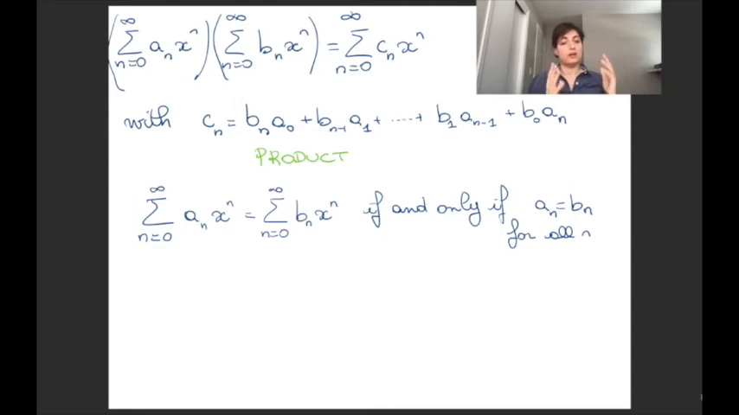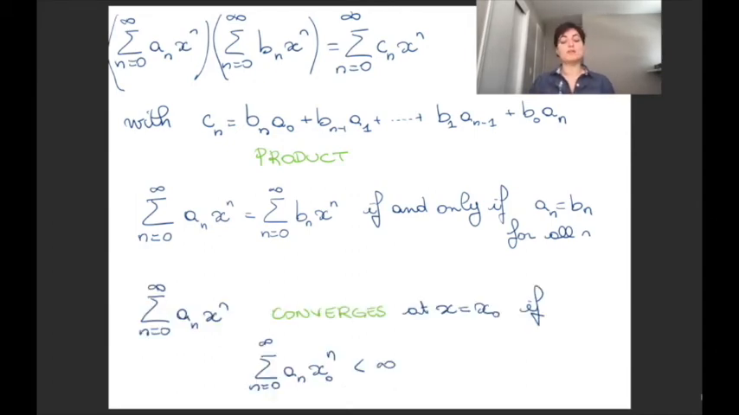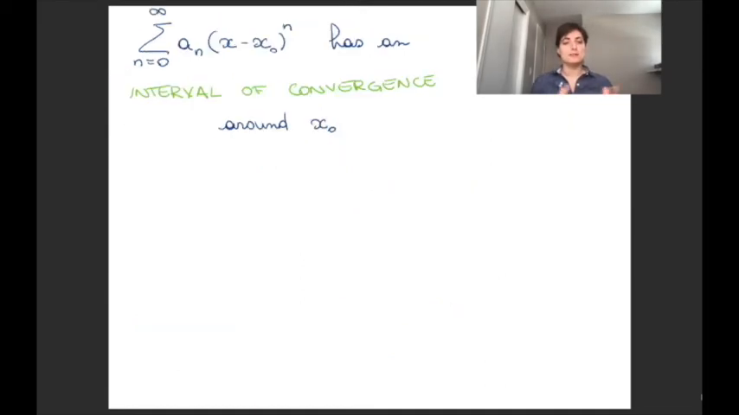Two power series are equal if and only if all their coefficients are equal. We also say that a power series converges for a certain value of x if the power series computed at that value of x is less than infinity. We say that a power series has an interval of convergence around its center point. So a power series written as a_n (x minus x_0) to the power n has an interval of convergence around x_0 of all the points for which the power series converges.